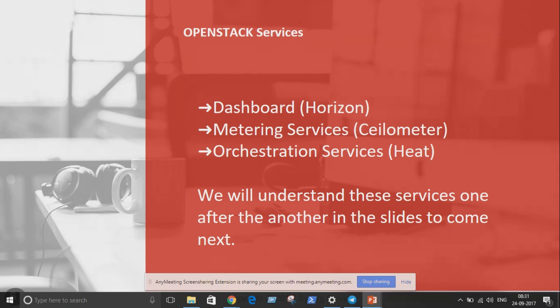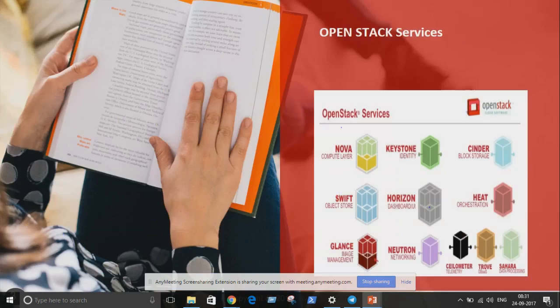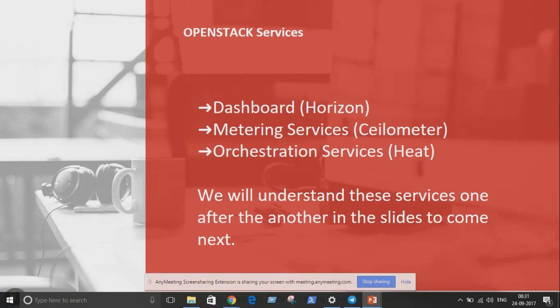Dashboard is the GUI for OpenStack, which is known as Horizon. Metering services: Ceilometer. I told you when we discussed the services on the first screen, there are three: Ceilometer, Trove, and Sahara. Ceilometer is the metering service. It will calculate what services your customer has used, and accordingly provide the automated bill to them.